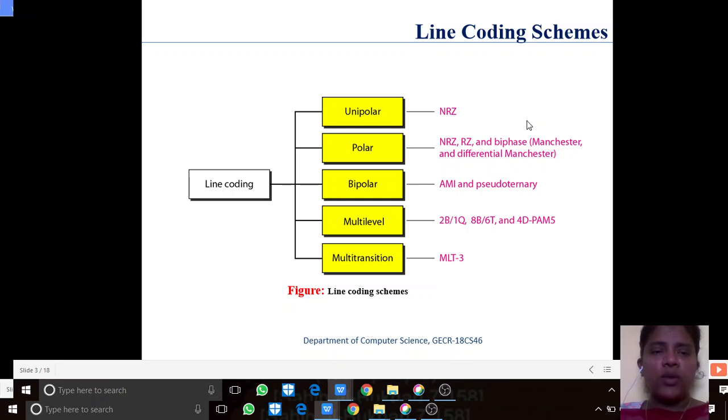So what is line coding? Let me have a quick recap. Line coding is nothing but converting digital data into a digital signal. Digital data being strings of zeros and ones. When you have to transmit, that should be converted to digital signals, in order to send to the receiver.